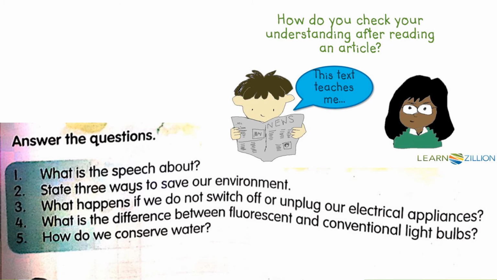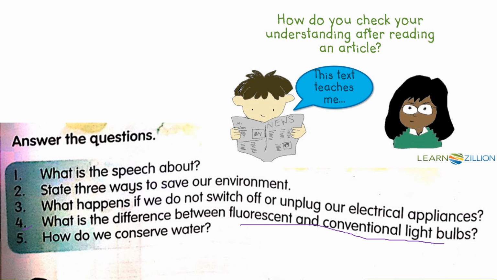Next, what happens if we do not switch off or unplug our electrical appliances? If we did not switch off or unplug our electrical appliances, it will still consume electricity. Okay, good. Number 4. What is the difference between fluorescent and conventional light bulbs? You remember which paragraph it was? It was the third paragraph. Yes, it was the third paragraph.